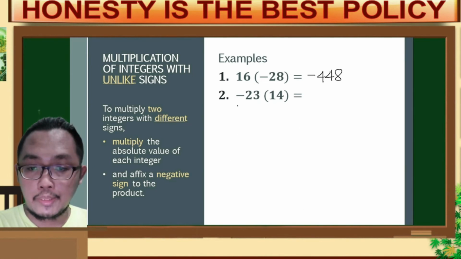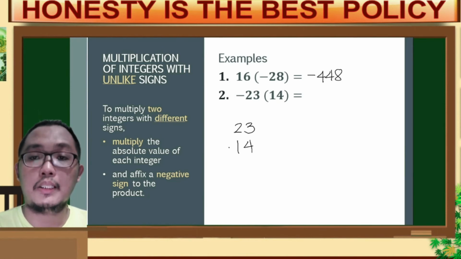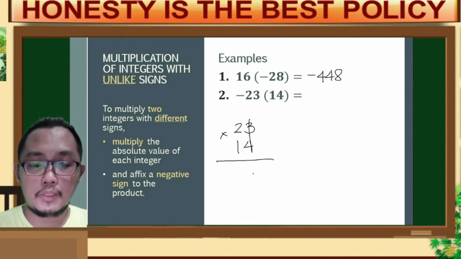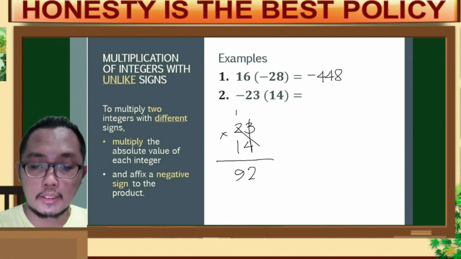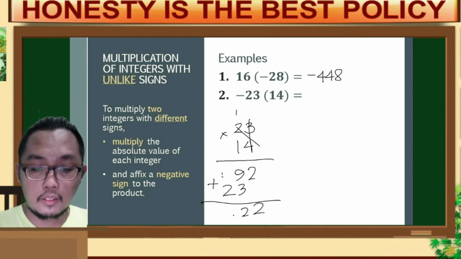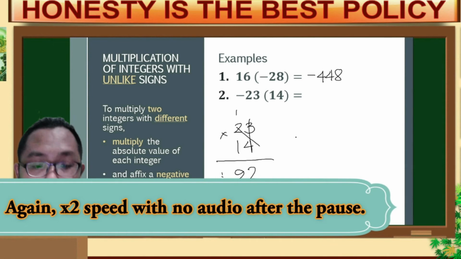So we have a negative 23, but we only write the absolute value. So here we have a 14. The absolute value is also 14. So multiplying these two numbers together, we have, so here we have a 12, here we have an 8 plus 1, 9, so we have a 3, then 2. So adding all these numbers together, we have a total of 322.